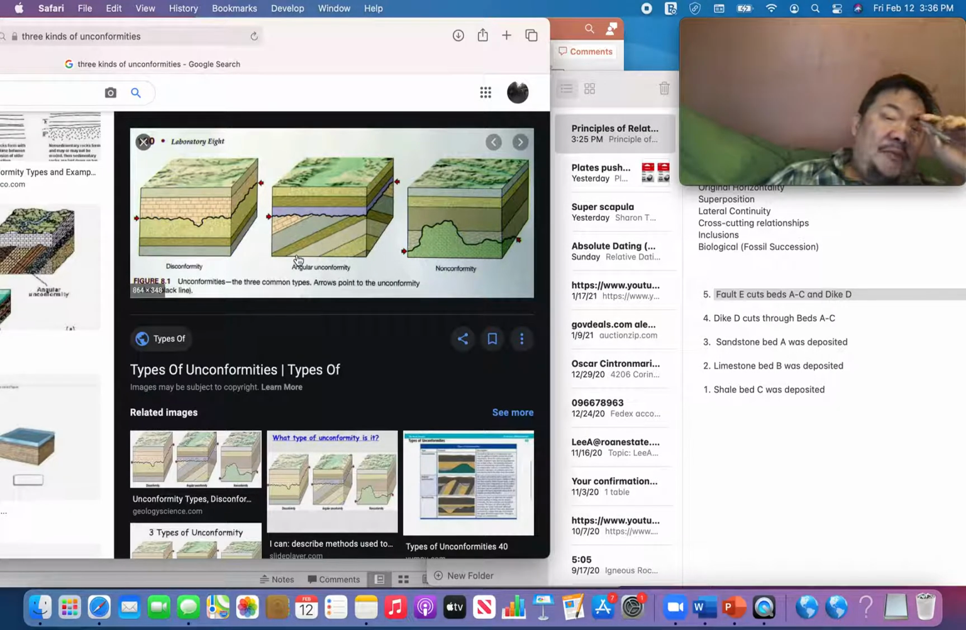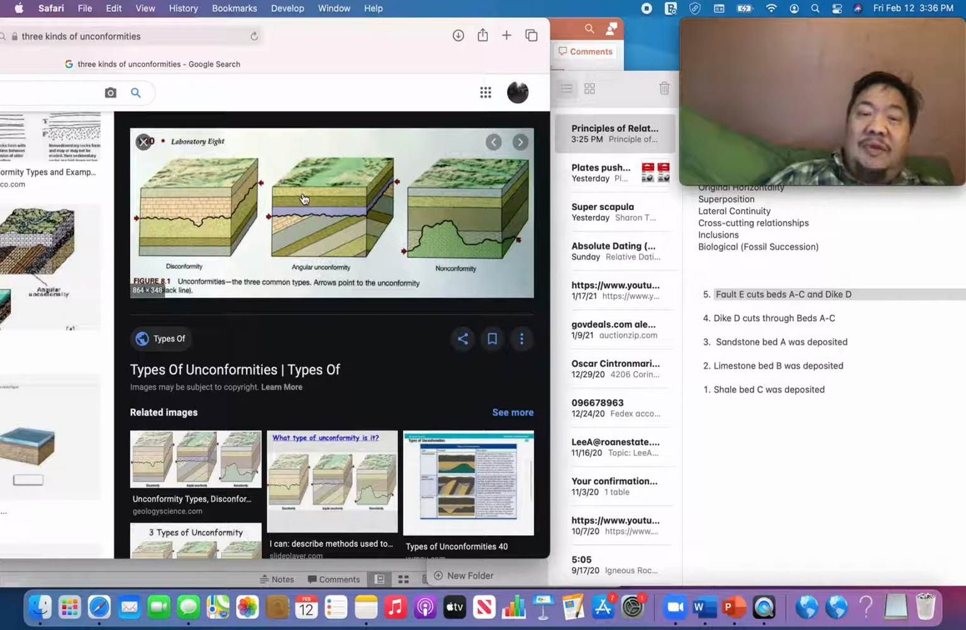An angular unconformity is where you have sedimentary beds above and below the unconformity surface, but they are dipping in different directions. In these cross sections, east is always to the right and west is to the left. Please don't forget that. This is north and this is south this way. Anyway, sedimentary beds here are dipping to the west.